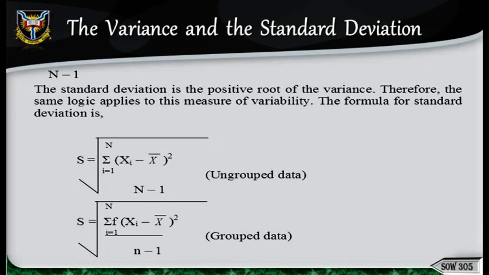The standard deviation is the positive root of the variance. Therefore, the same logic applies to this measure of variability. The formula for standard deviation is s equals the square root of the sum of (x minus x bar) squared all over n minus 1 for ungrouped data. S is equal to the square root of the sum of f times (x minus x bar) squared all over n minus 1 for grouped data.